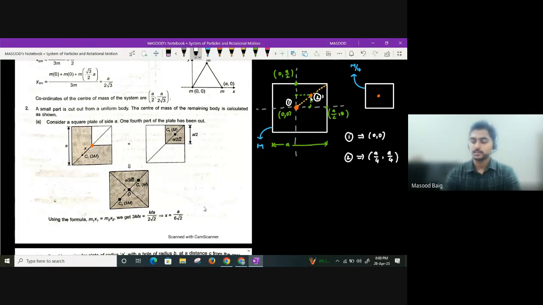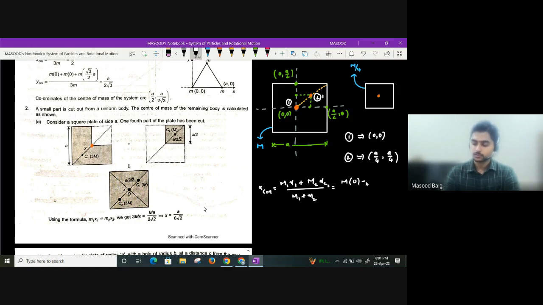Now, can I consider them to be point masses? Yes. So what will the x coordinate of the center of mass be? Very simple logic. m1 into x1, because they are point masses now, plus m2 into x2, divided by m1 plus m2. Now what is m1? Let us say the total mass is m.